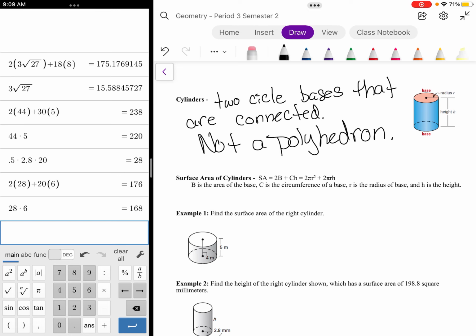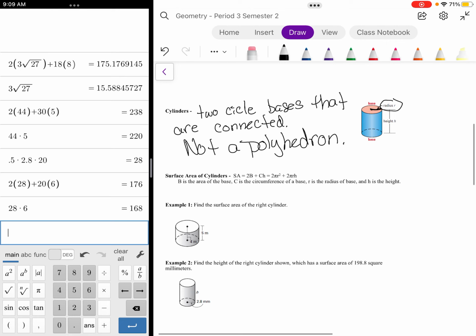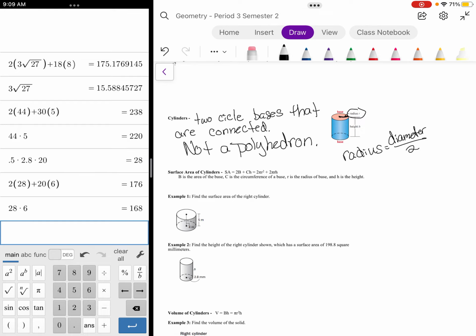Then we have our height, which is going all the way up, and our radius is half of the length across the circle. If you're given the diameter, your radius is going to be equal to the diameter divided by 2. So that's what you would need to know in order to find the surface area and volume of a cylinder.